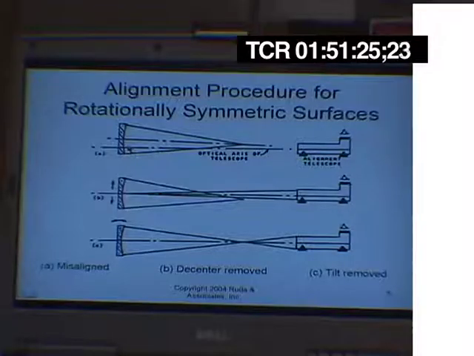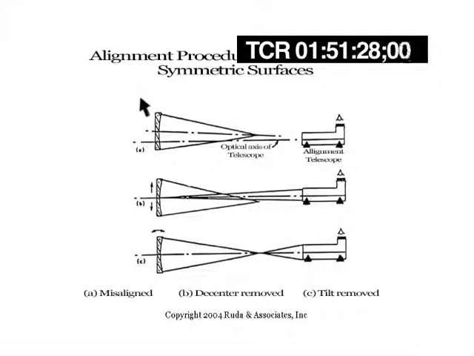What I'd like to do now is discuss the alignment procedure for rotationally symmetric surfaces. These would be an aspheric, such as a parabola, hyperbola, ellipse, or higher order aspheric. If you recall, if this surface was a spherical surface, it would have an infinite number of optical axes. That is to say, any line that goes through the center of curvature will intersect the surface at normal incidence and come right back onto itself.